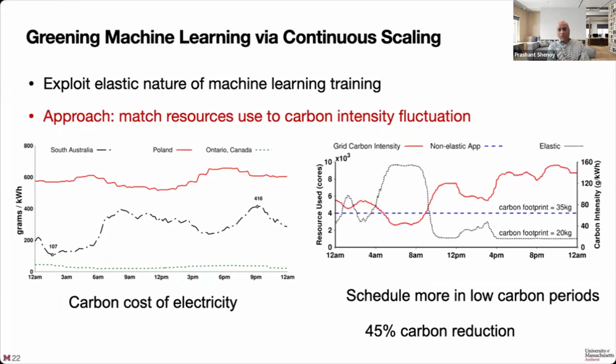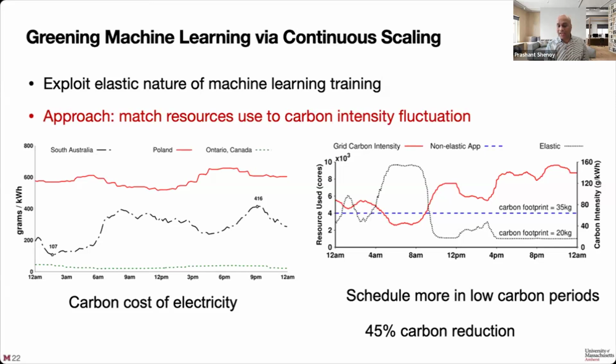A toy version of this is shown in the right graph, where the black curve is the amount of resources you allocate to a machine learning training job, and the red curve is the carbon intensity. You will see that whenever the red curve is low, the black curve is high. So essentially, when the carbon intensity is low, you are giving that machine learning training job a lot more resources, and vice versa.